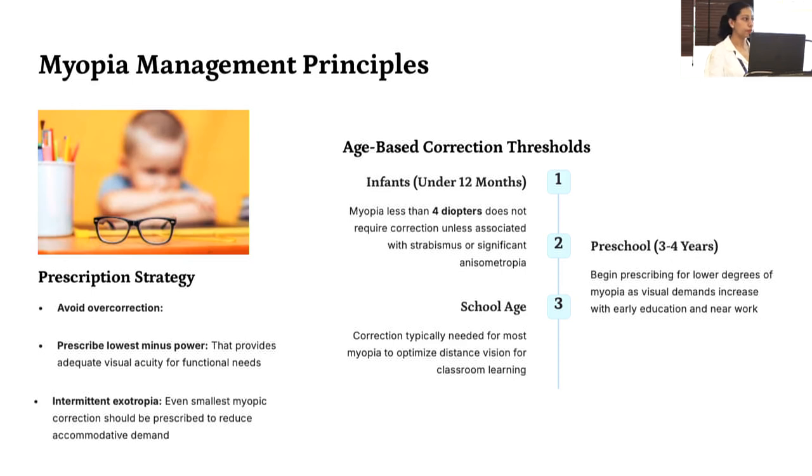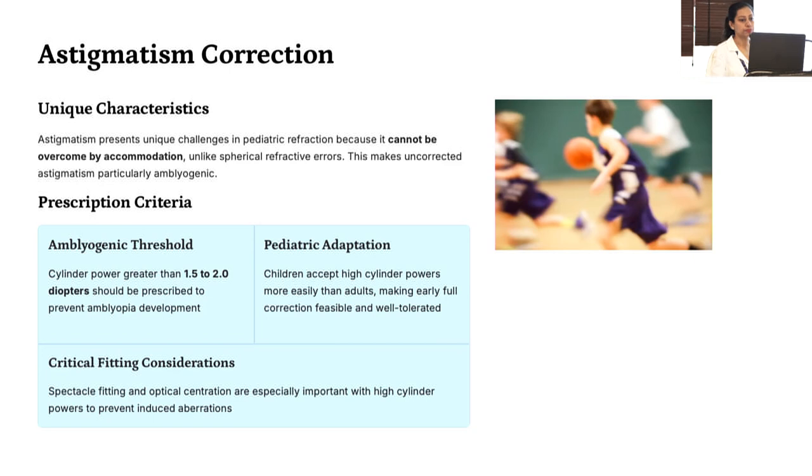Myopia management, on the other side: you should always avoid overcorrection. You prescribe the least possible minus power to the kid. But if there is any intermittent exotropia, even if the myopia is very small, it has to be corrected. So myopia less than 4 diopters in an infant usually does not require any correction. In preschool children, you prescribe lower degrees for myopia to match their visual demands. And in school age, it has to be corrected to optimize distant vision as well as classroom learning.